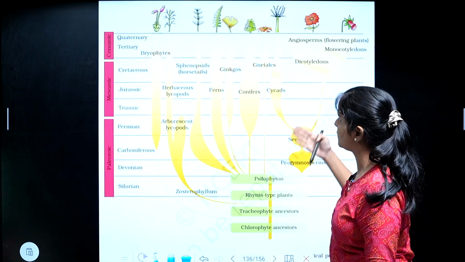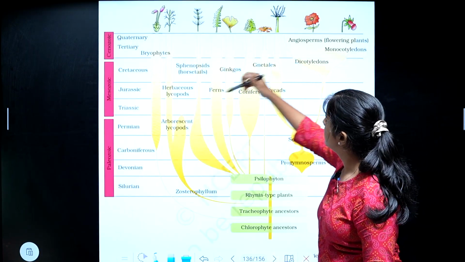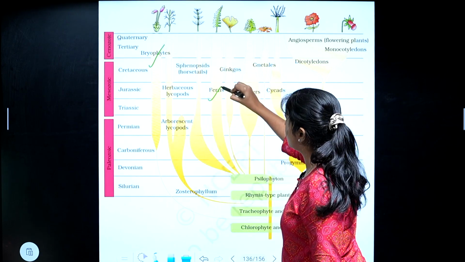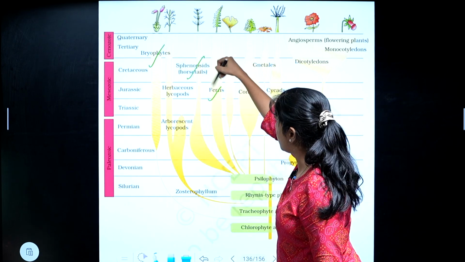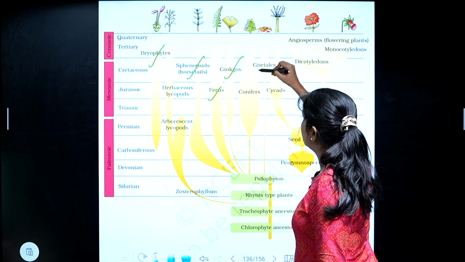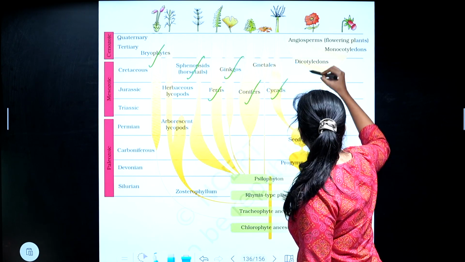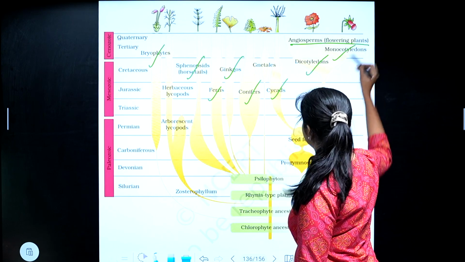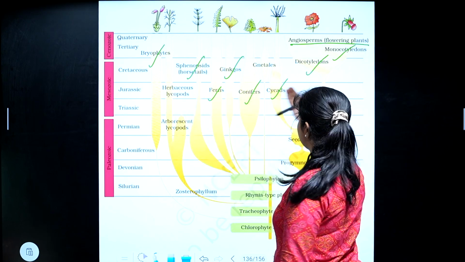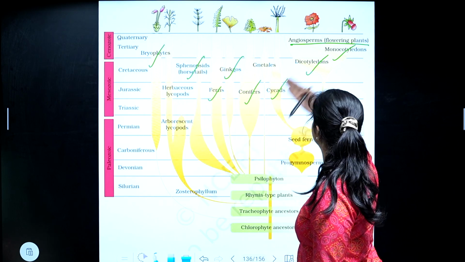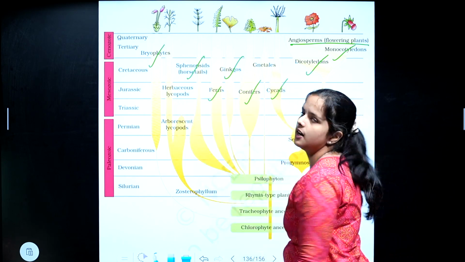So this is just a picture of how plants developed. See, you have bryophytes, then you have ferns over here, right? These all are pteridophytes, and then you have ginkgos, which are conifers, cycads, which are gymnosperms, right? And then you have dicots and monocots, which are angiosperms. So you can see the development clearly from bryophytes to pteridophytes to gymnosperms to angiosperms. It's a clear development there.